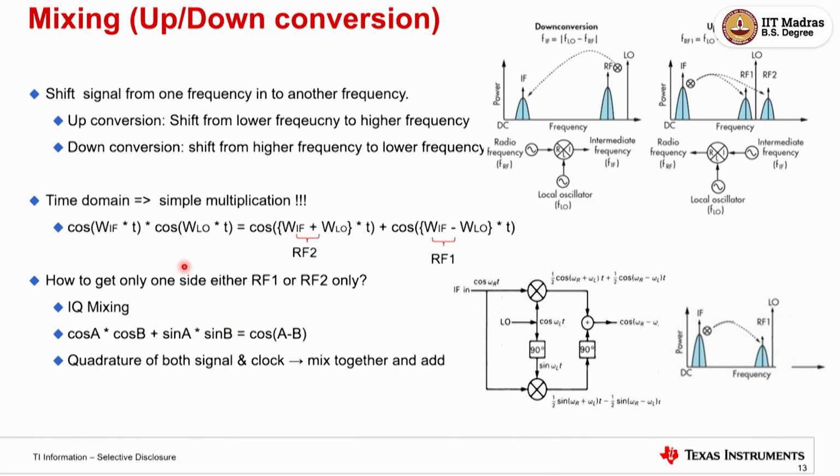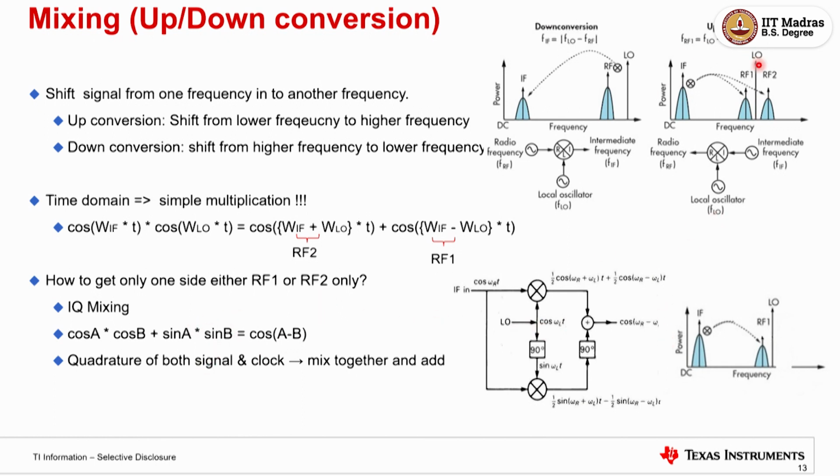This is the mixing we said is multiplication. This is another mixing, but this is done on the phase shifted signal. I said sine is just a 90 degrees phase shifted version of cos. If you are able to do this, then you actually get one. So this is also an important concept that is used in mixing.